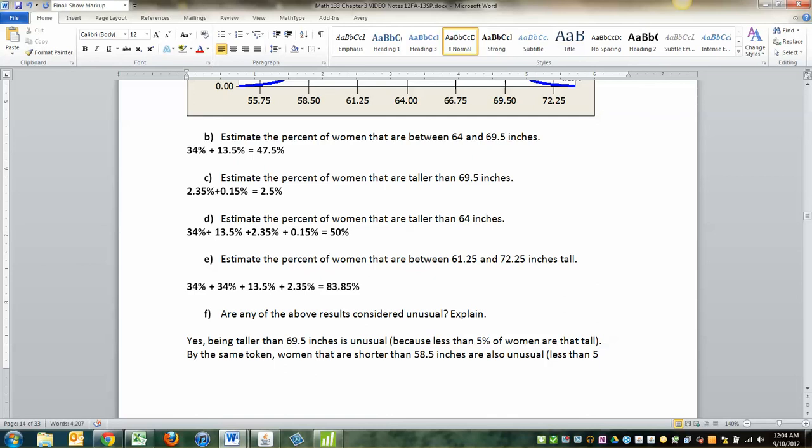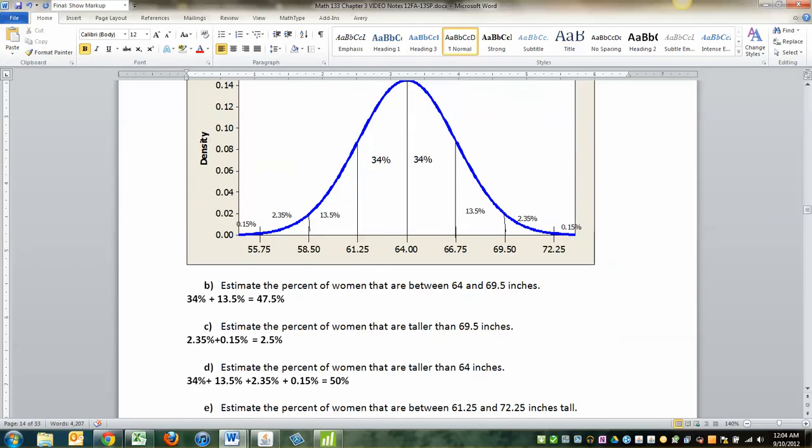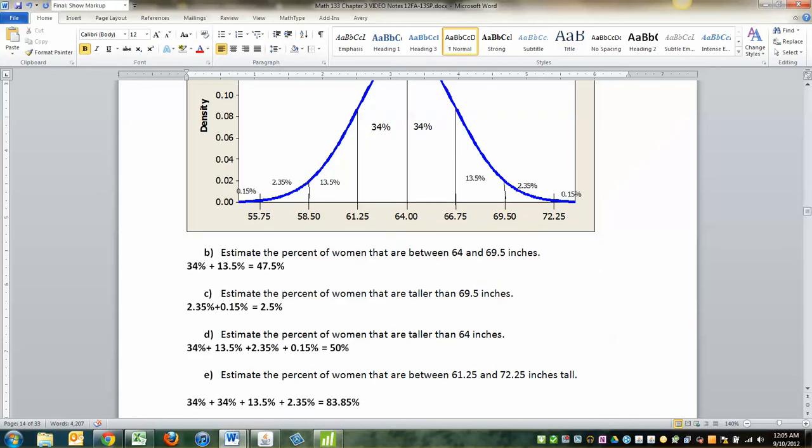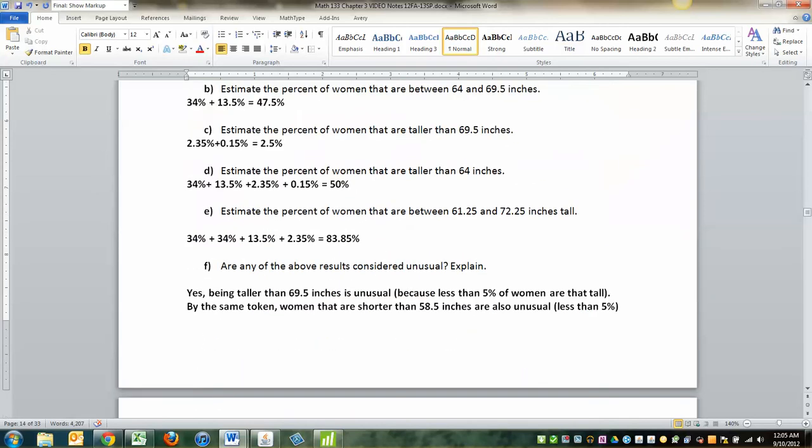Or more than 2 standard deviations away is another way to think of it. So if you're a woman that's in either one of those tails, you're unusually tall or unusually short, because you're more than 2 standard deviations away. So if you're out here, you're past 2 standard deviations away. See, 1 standard deviation is 66.75. 2 standard deviations away is 69.5. So being past that is being past 2 standard deviations.